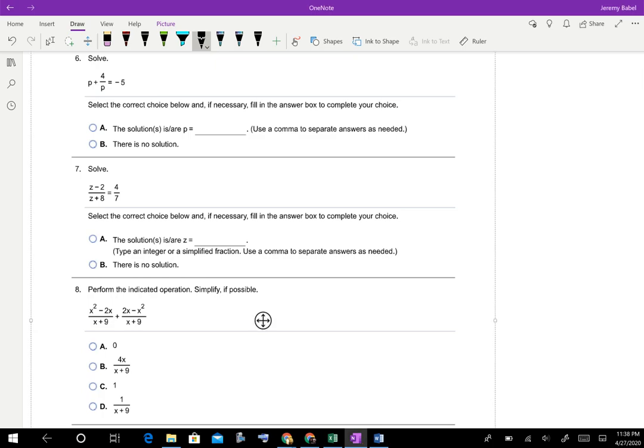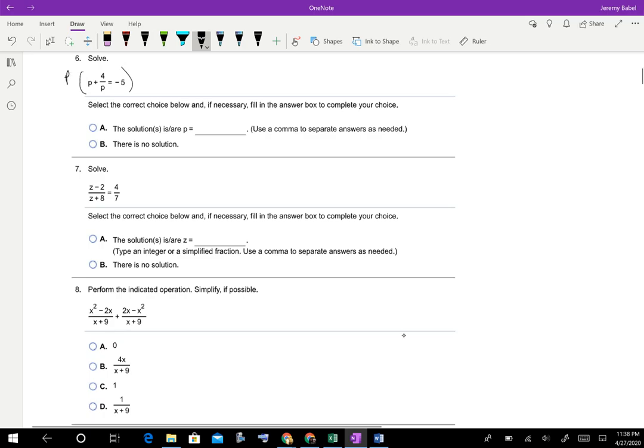All right, we're continuing our review of the semester content, and we're going to be solving some rational equations. In this case, we've got the rational equation because we've got the fraction 4 over p. To do this, we want to eliminate that denominator. I'm going to multiply the whole equation by p.